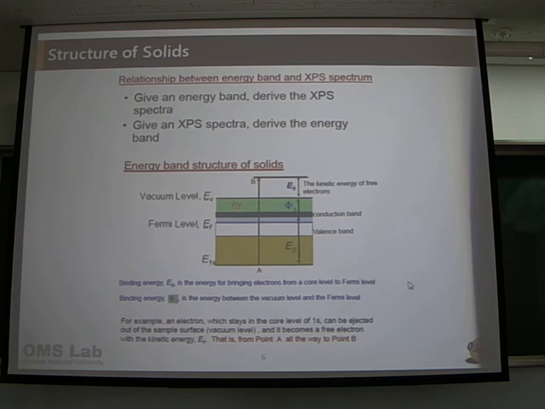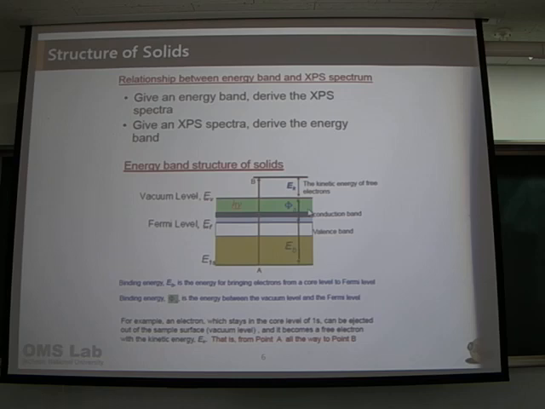EB, that means this one, the binding energy EB is the energy for binding electrons from a core level to the Fermi level. This is the core level and this is the Fermi level. Between core level and Fermi level, this is the EB. And the work function phi S is the energy between the vacuum level and the Fermi level. This is the vacuum level and the Fermi level.